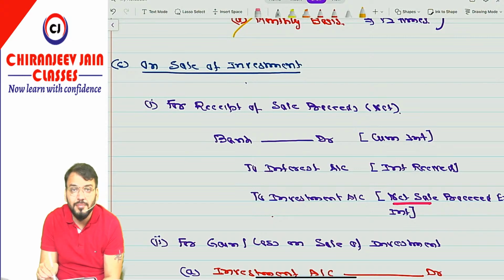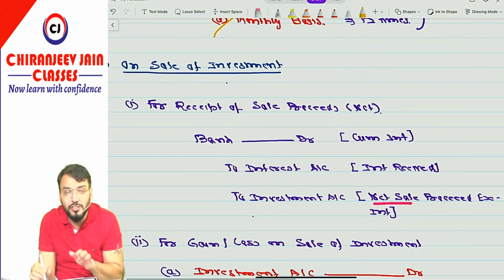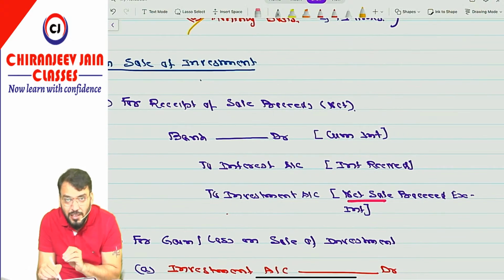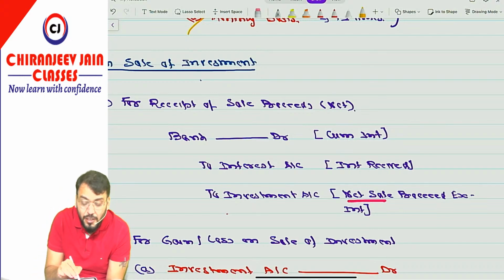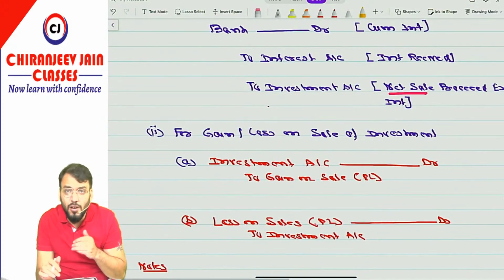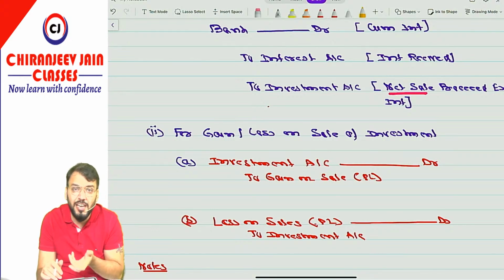Investment will be credited with the net sale proceeds. What is the net sale proceeds? Of course, that will be ex-interest sale proceeds. But how to calculate this we need to understand, correct? So entry becomes bank account debit to interest, to investment, correct? Now can you say on sale there will be gain or loss on sale? So of course we need to find out what is the gain or loss on sale of investment. So we need to understand how to calculate gain or loss on sale of investment. The gain, what journal entry will we do?